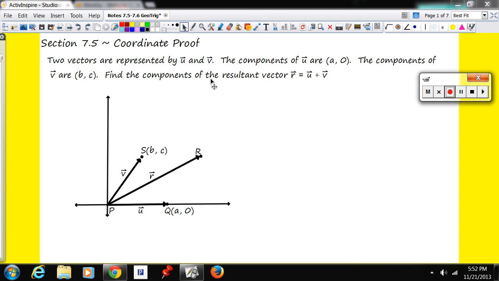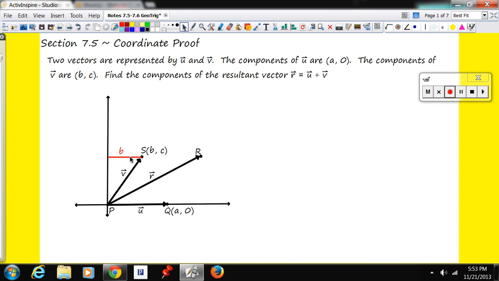Find the components of the vector that results when you add these two together. Vector r will be the result of adding vector v plus vector u. So here's vector r when you add these two together. So you're adding your a plus b together, you're adding your c plus 0 together. Now you might be able to see a couple pieces here.